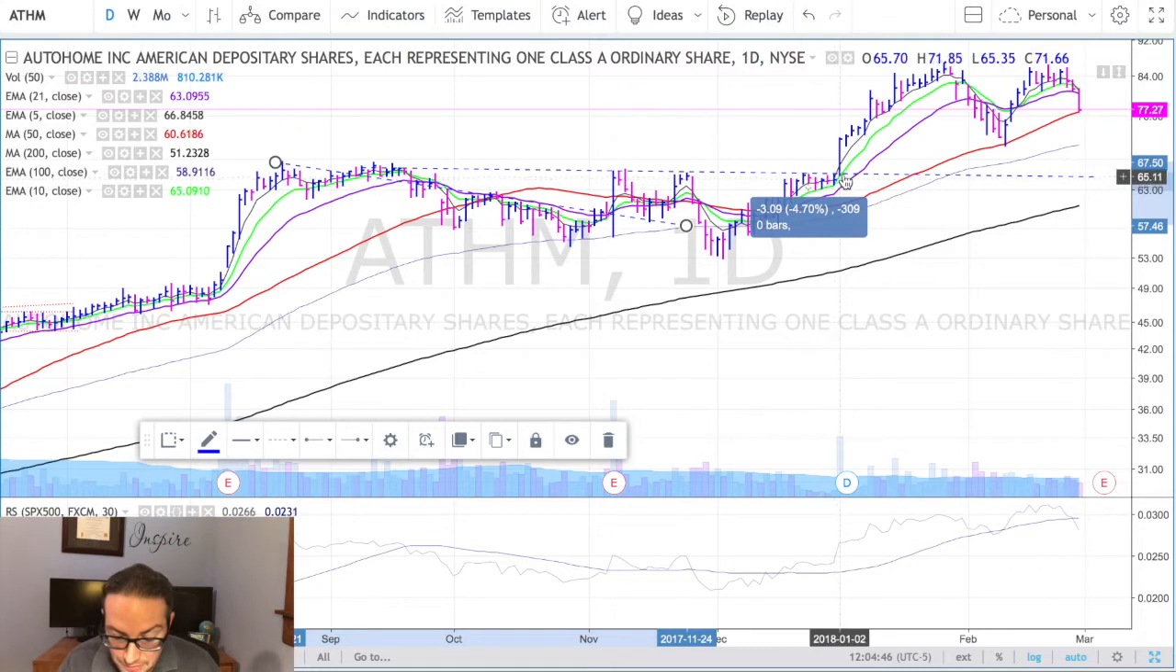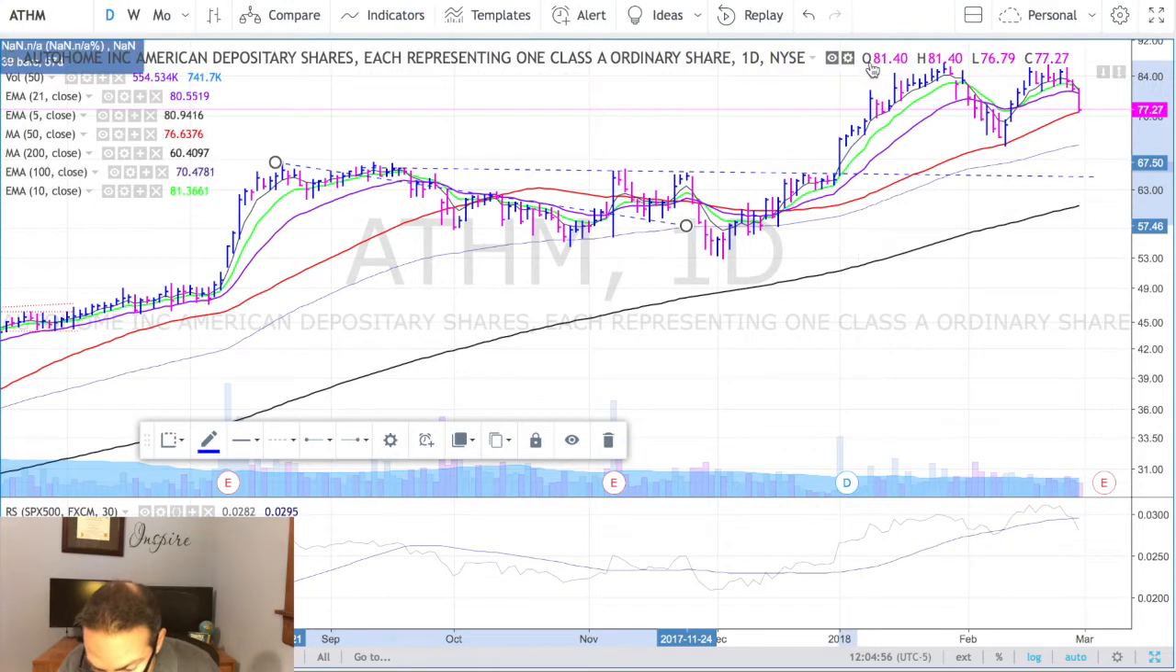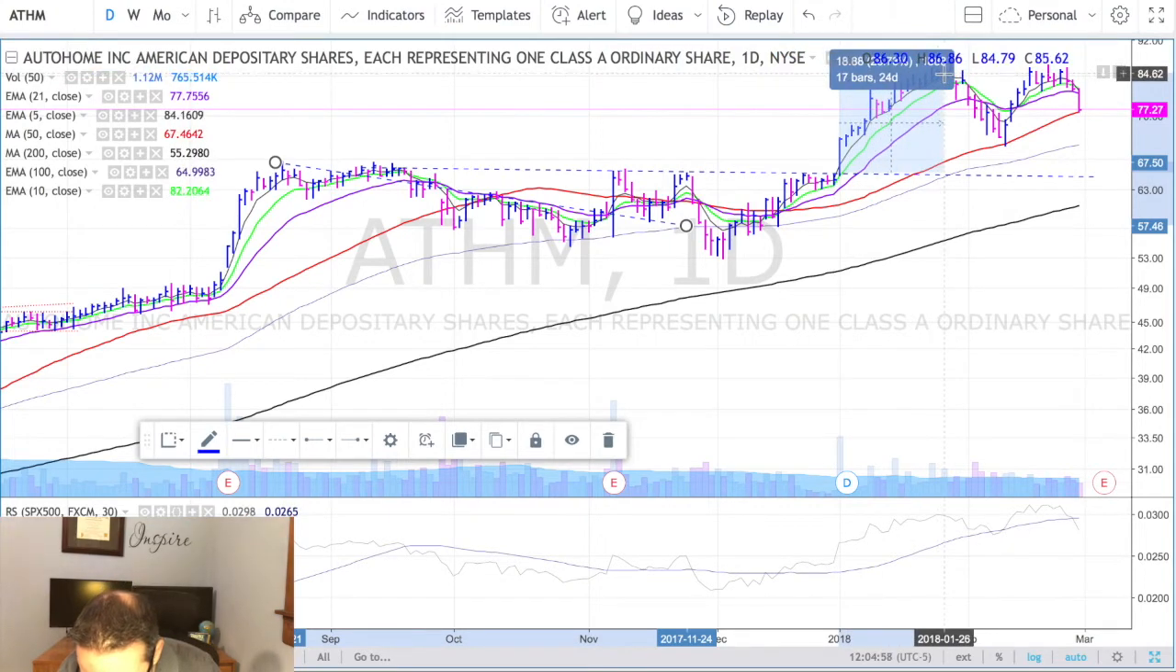Breaks out above resistance and runs hard, and then ends up pulling back, right? So how far did it run? ATHM ran about 25% in only about 3 weeks. That's quite a hefty gain.